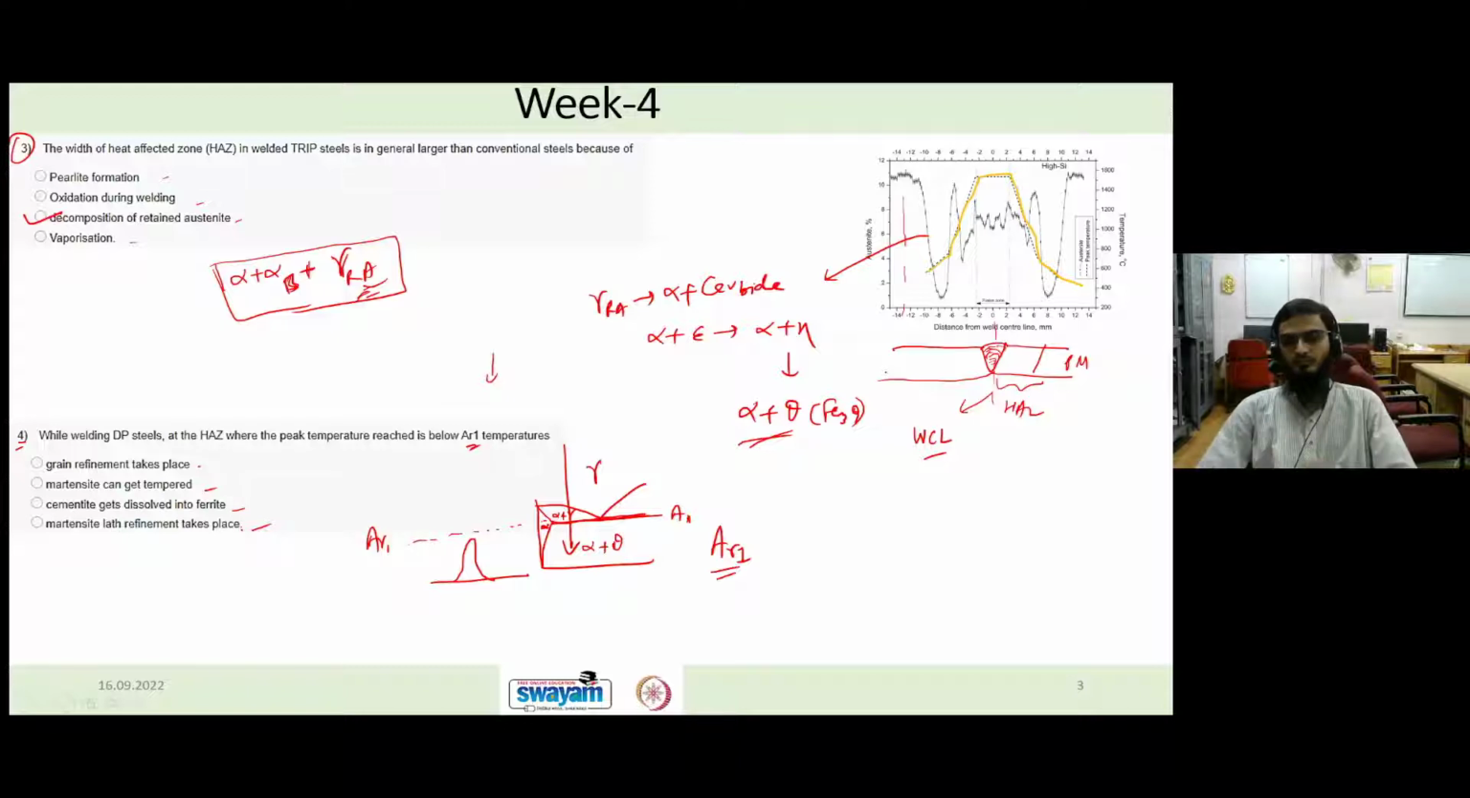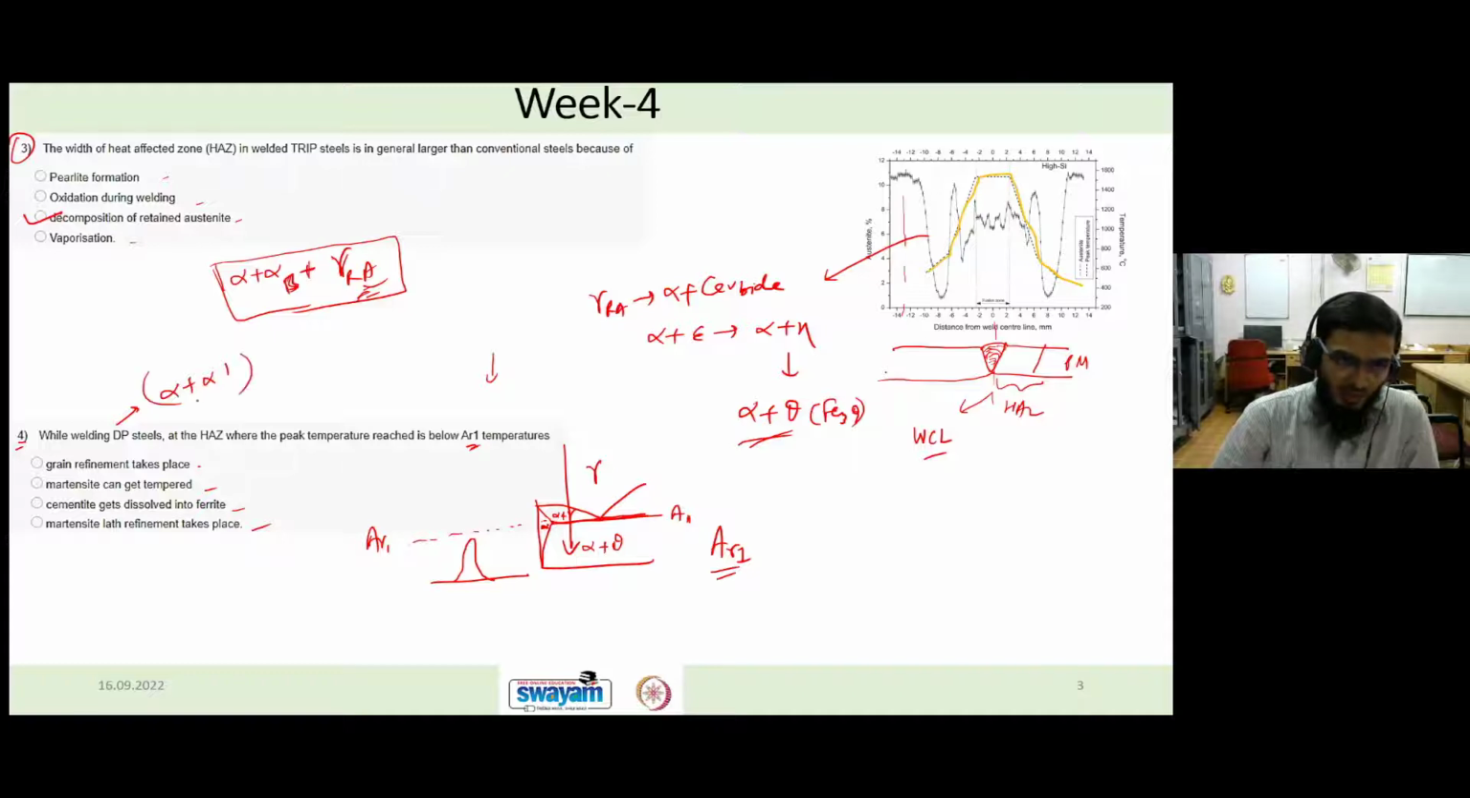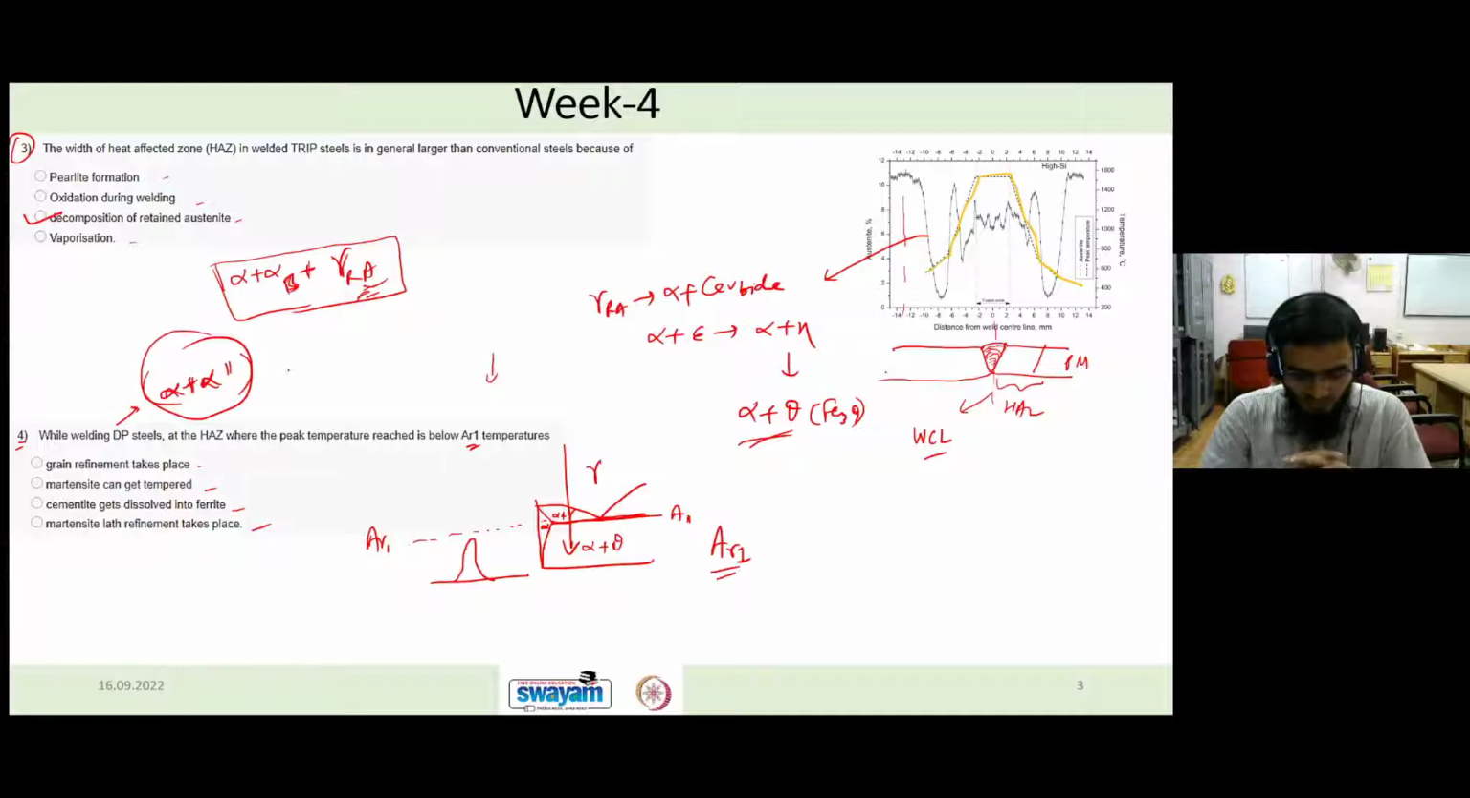For your hint, I will tell the microstructure of dual phase, which is nothing but ferrite plus martensite, right? So this alpha prime is nothing but martensite and this alpha is ferrite. Now if you are heating this microstructure, or during cooling the temperature reaches below the AR1 temperature, then what will happen to the microstructure? That you have to tell.